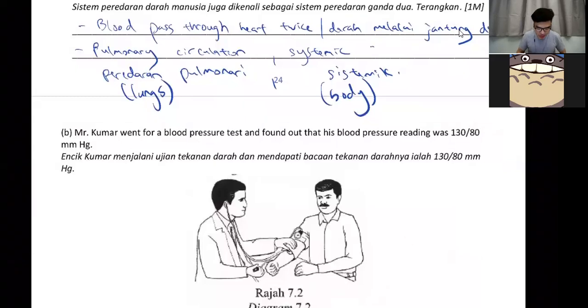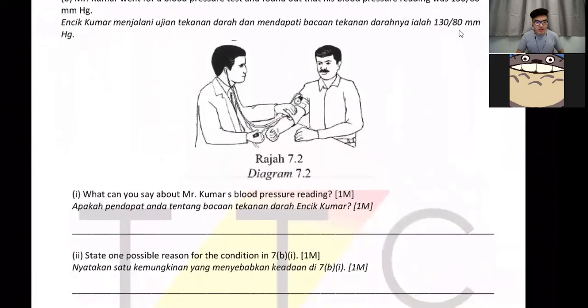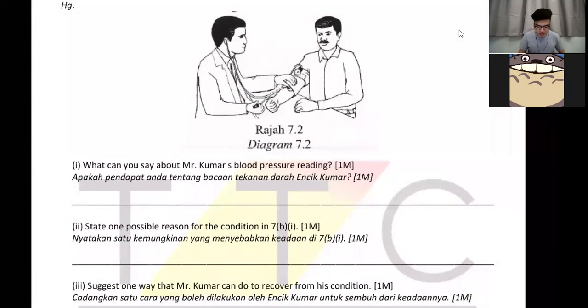All right, so B, Mr. Kumar went for a blood pressure test and found out that his pressure reading was 130/80. You see, he is like slight high blood pressure already. Okay, so what can you say about Mr. Kumar's blood pressure reading? Okay, so we can say it is higher than normal. Okay, lebih tinggi daripada normal.